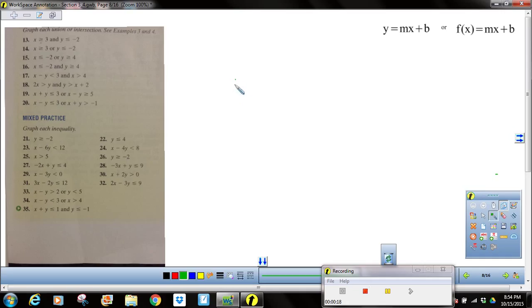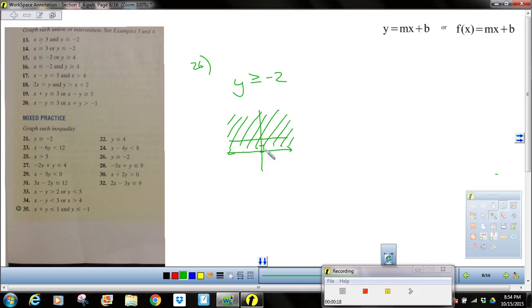Number 26. It's another one that has a slope of 0. I'll go to -2 on the y-axis. Because the slope is 0, I'll draw a horizontal line. It has the equal to part, so it will be a solid horizontal line. It says y is greater. Y is on the large part of the symbol, so I'm going to shade above. The region above the line is the solution. Any y value above -2 will make this equation true. And it doesn't matter what x is. Number 28.